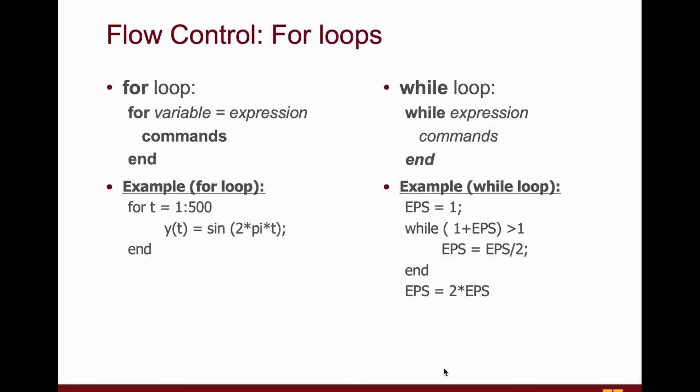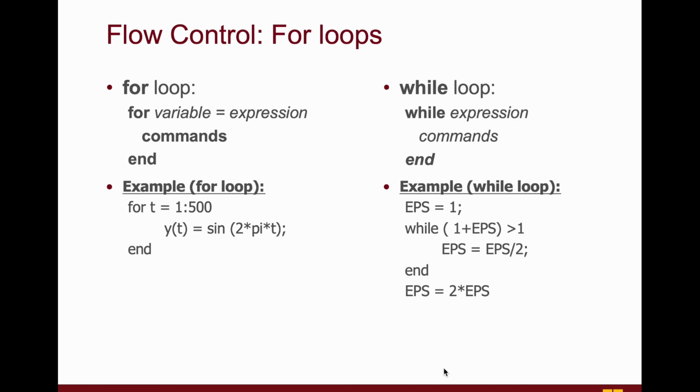And an example of for loop is for t equals 1 to 500. That means t will loop from 1 to 500. So the command for this for loop is y(t) equals sine 2 pi t. So for each of the t values, we calculate a y value, which is sine 2 pi t. So in the end, we will get a y vector regarding t values from 1 to 500. So another flow control, loop control, is the while loop.